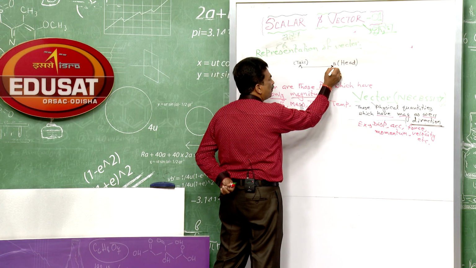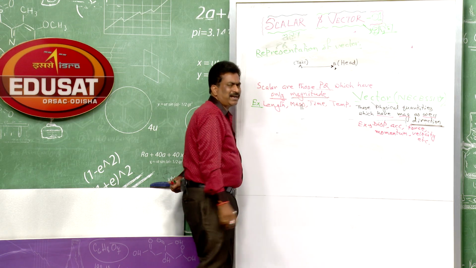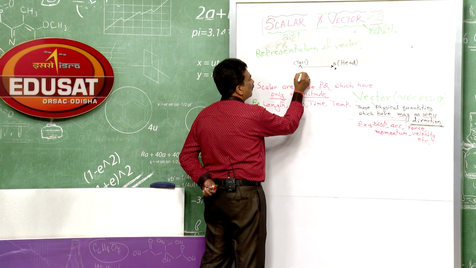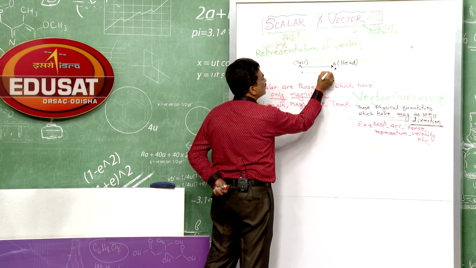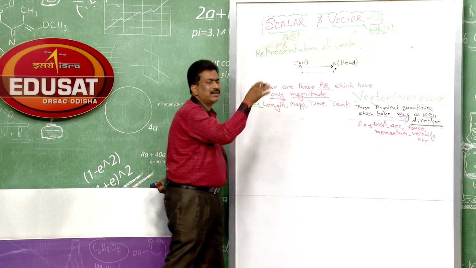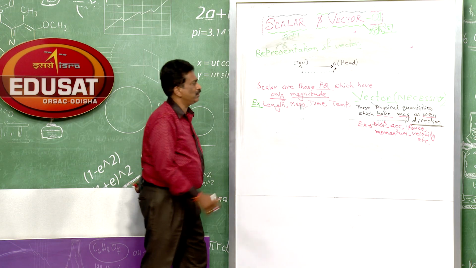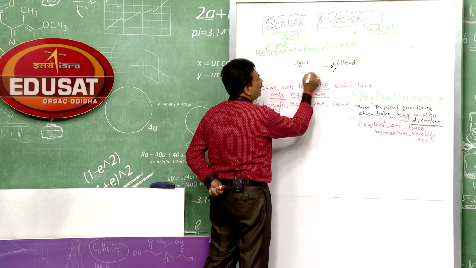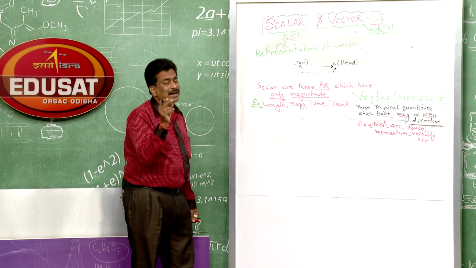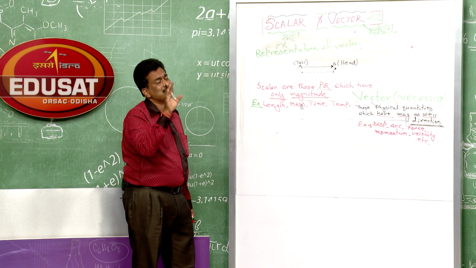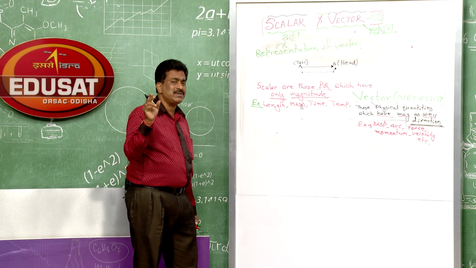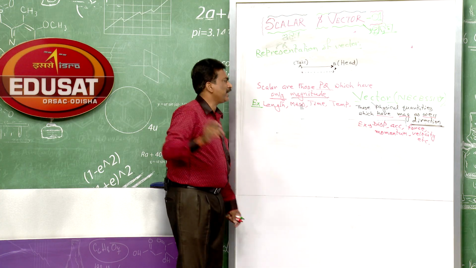The symbol is directed, that is the head side, and this is the tail side. From head to tail, the length is its magnitude. It may be 10 centimeters, 20 kilometers, or whatever the magnitude may be, but that magnitude depends upon the unit. According to the unit you take, you will state the magnitude.